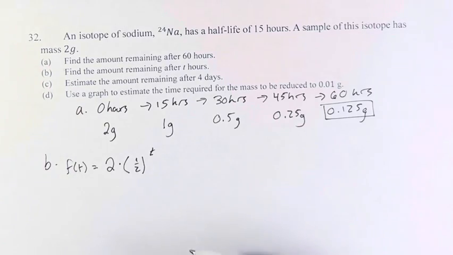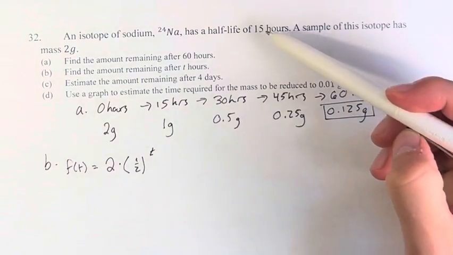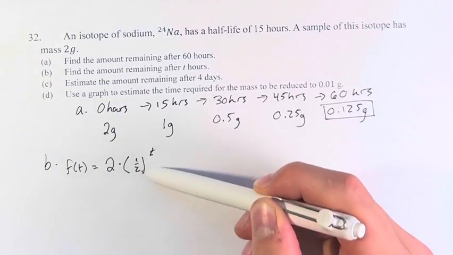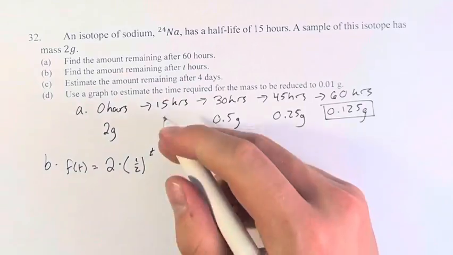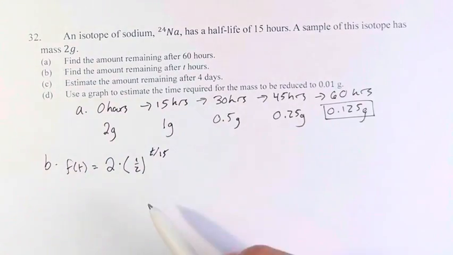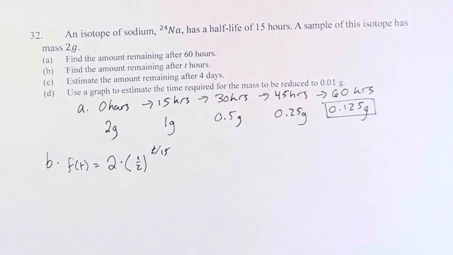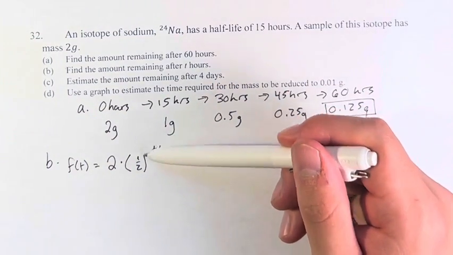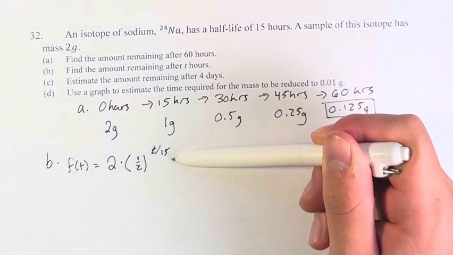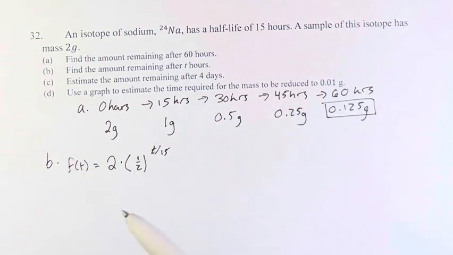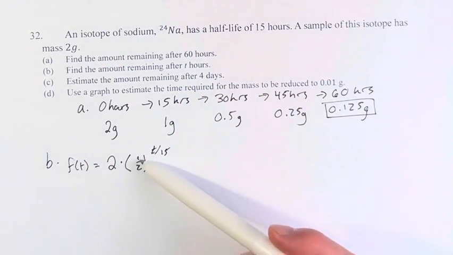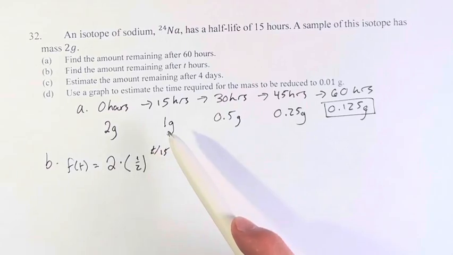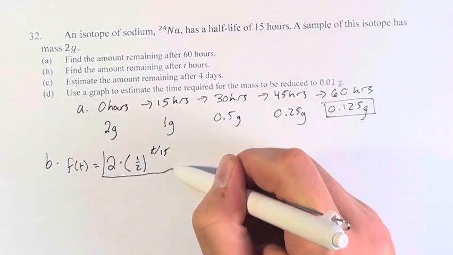However, that's not exactly what we want. We want the half-life to be 15 hours. So we only multiply by 1/2 if t goes up by 15. So if we divide the exponent by 15, then when we are calculating this function, and let's say t is equal to 60, 60 divided by 15 is 4. So for 60 hours, we are multiplying by 1/2 4 times, which you can see that we do here, 1, 2, 3, 4. So this is our function. This side is the amount remaining.